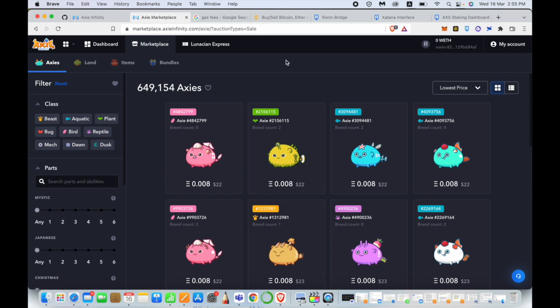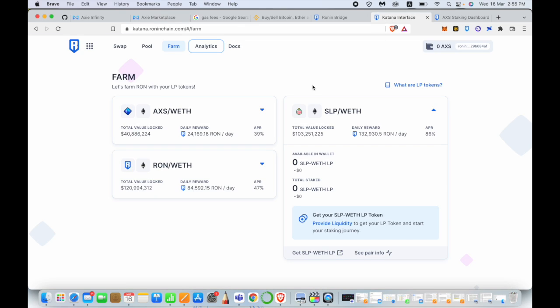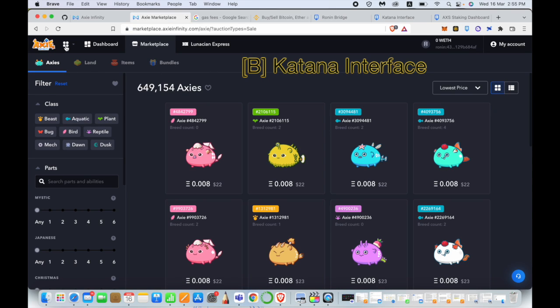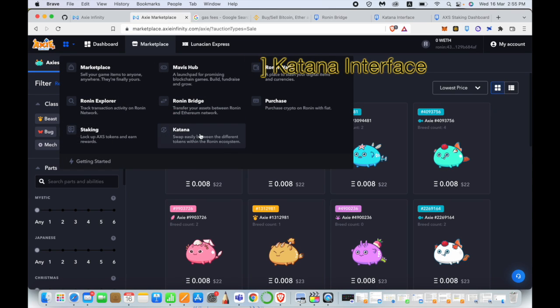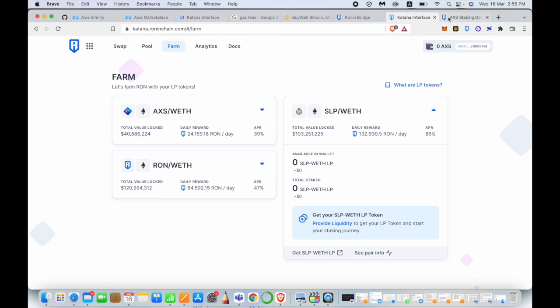What you can just do is use the second website, which I'll be introducing to you, which is the Katana website. You can go to the Katana website from the marketplace. Just click on the 4 dots over here and then click on Katana, and it will take you to the Katana interface.